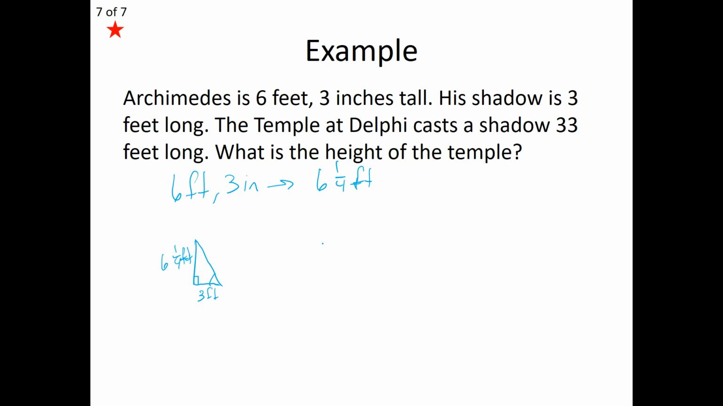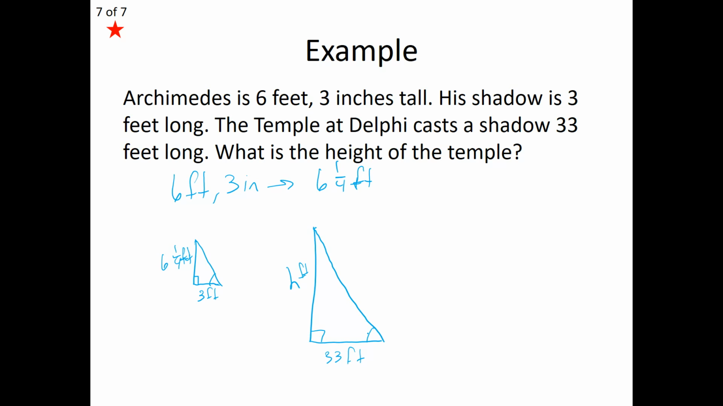Now, then we have our temple. We have our Temple of Delphi, and we don't know what its height is. We're going to find the height in feet, but we don't know what it is right now. But that temple we do know is casting a shadow that is 33 feet long. And again, we're making a couple of geometrical assumptions, which is that the temple is orthogonal to the ground, which means it is perpendicular to the ground, and that the shadow formed from the top of the temple down to where the shadow stops also forms an angle.